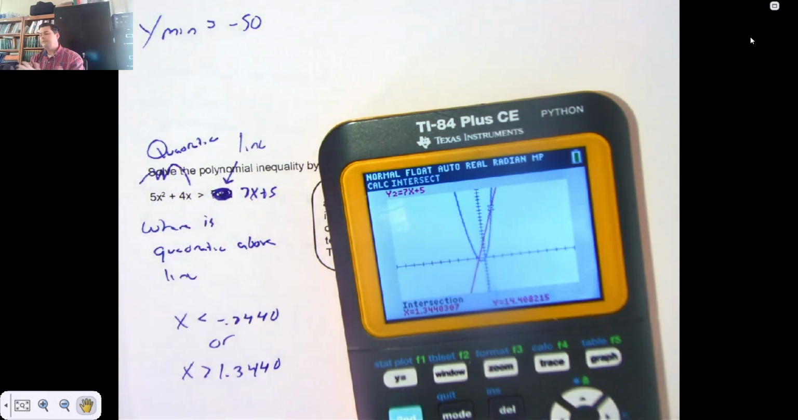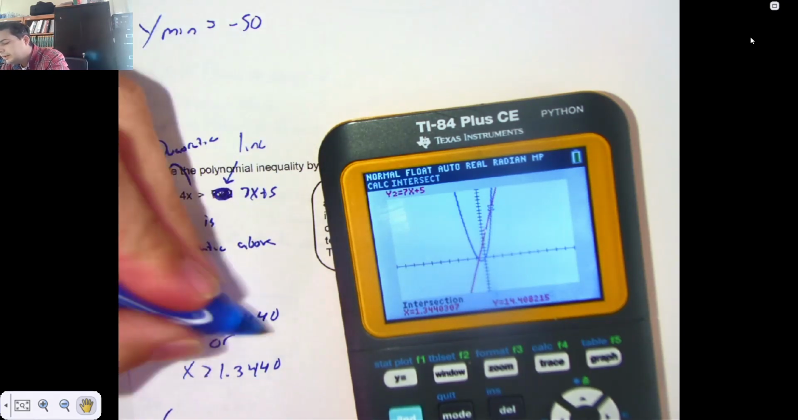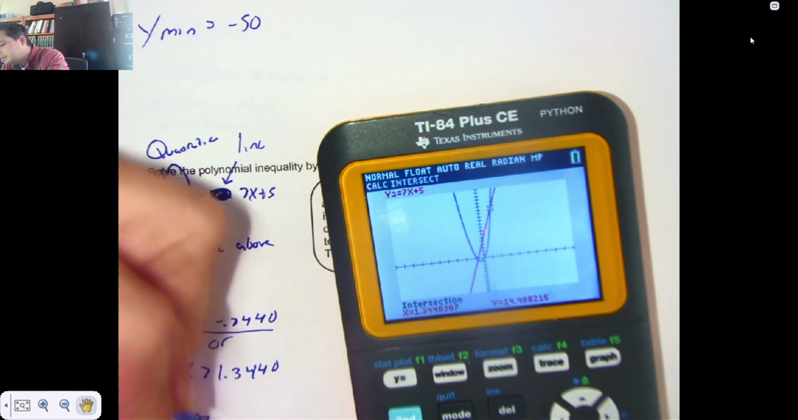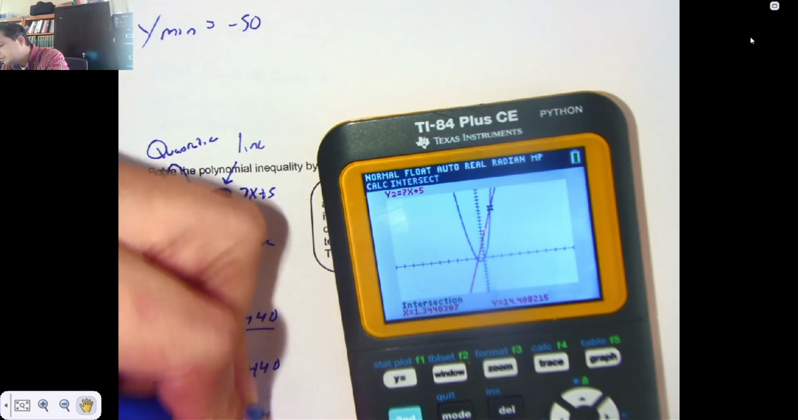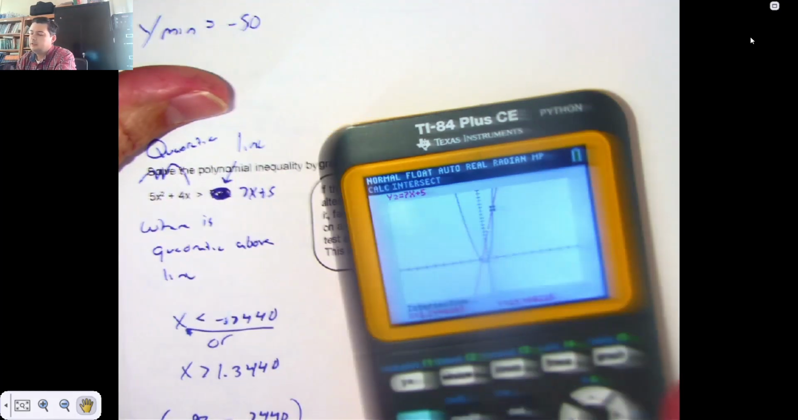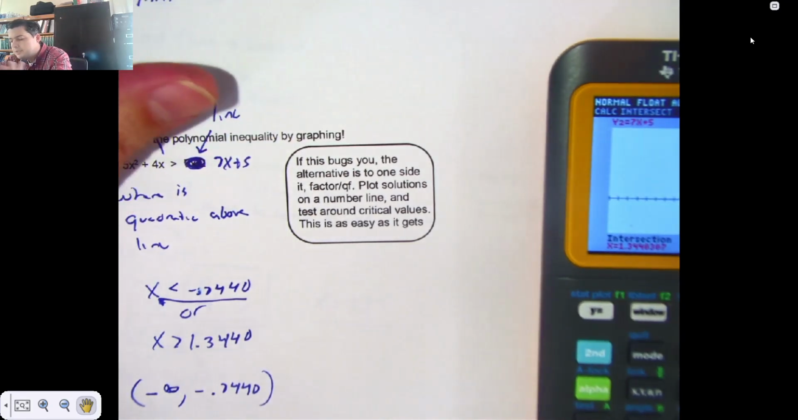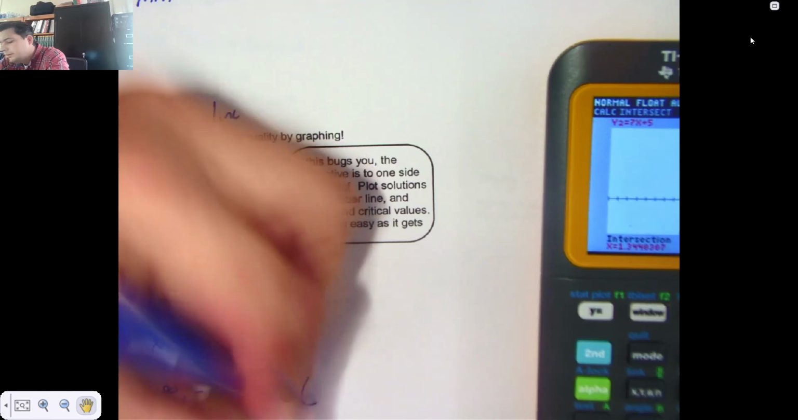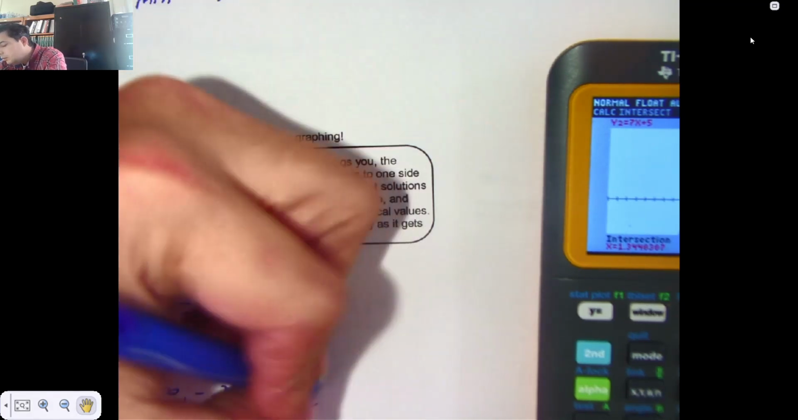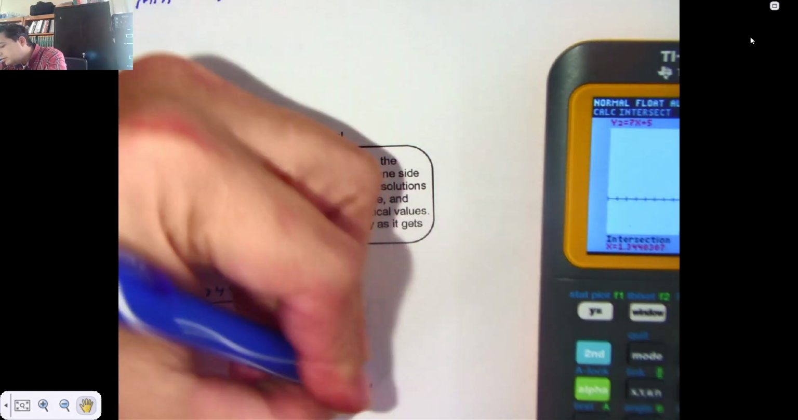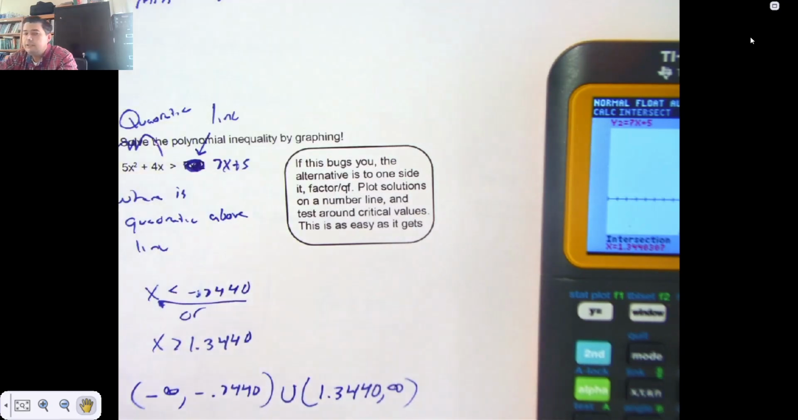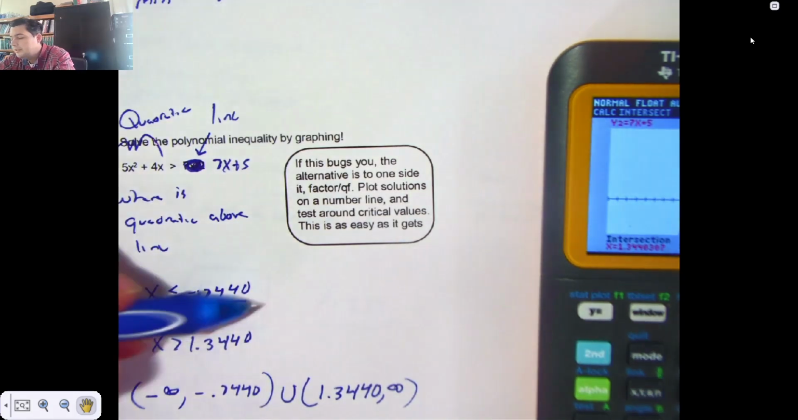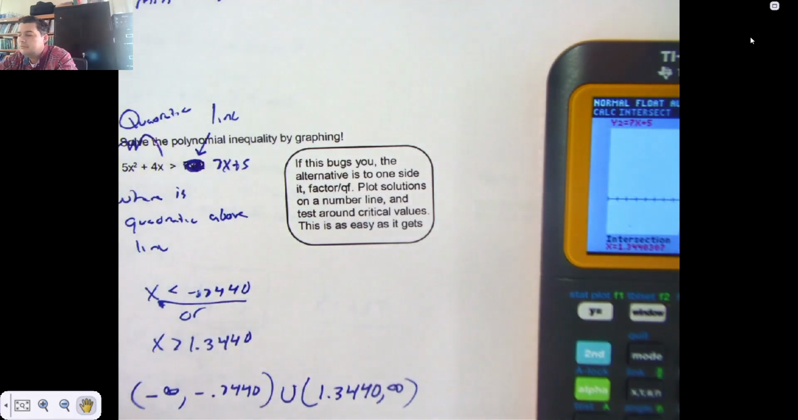Now, if you don't like inequalities, you can write interval. This one right here is equivalent to negative infinity to negative 0.7440. And the reason I went 4 decimal places is because that's how I'm going to do these, 4 decimal places. Union with the other inequality, 1.3440 to positive infinity. And I don't really have a preference which one you're doing. If you like these, do these. If you like these, do these. I don't really care. Really don't.